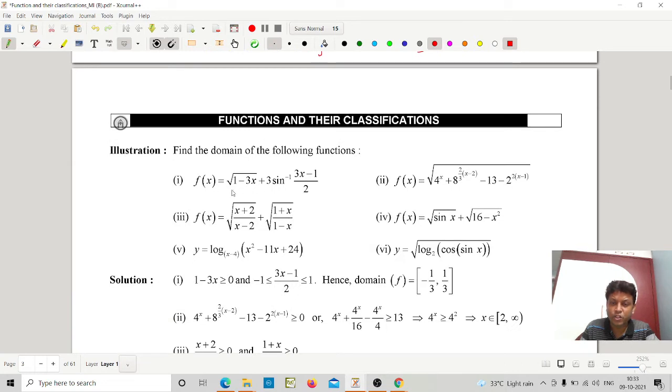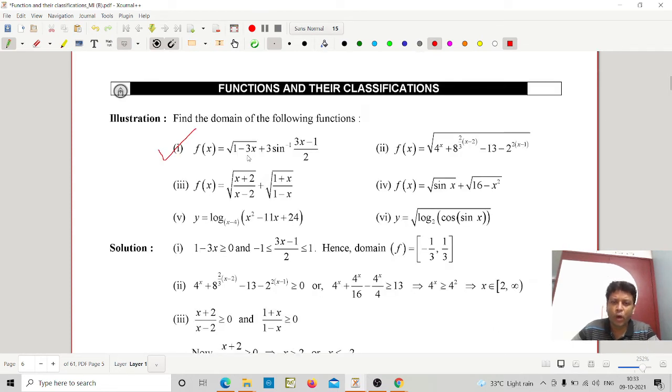Okay, let's talk about some complicated problems. First one, number 1, f(x) equal to, now I will add two functions. I will talk about domains of two functions. This is more complicated. Let me talk about these few complicated problems. So first one is root over 1 minus 3x. Next one is plus 3 sine inverse of (3x minus 1) by 2.